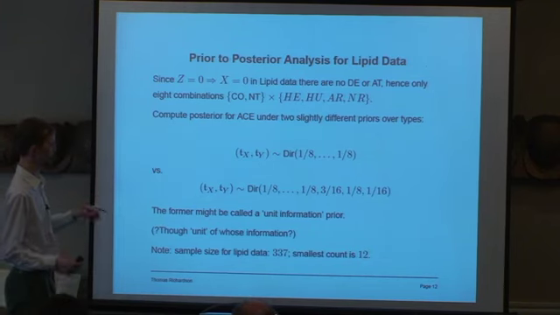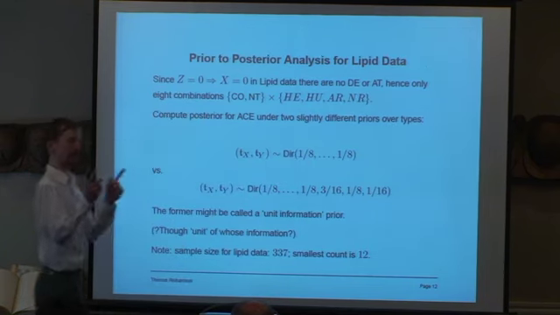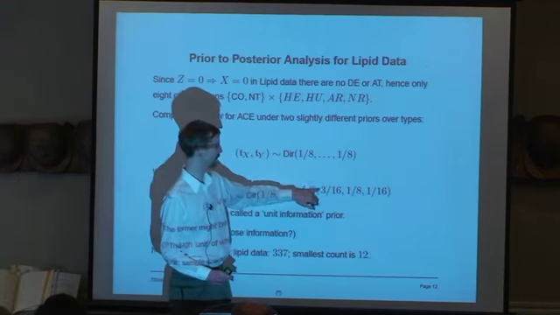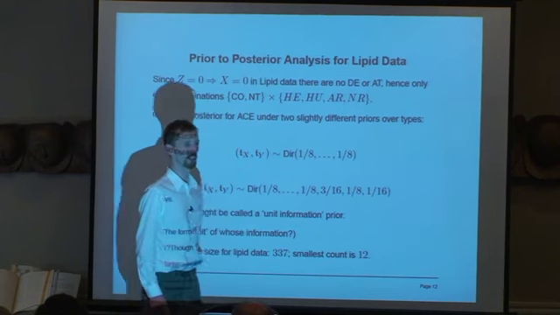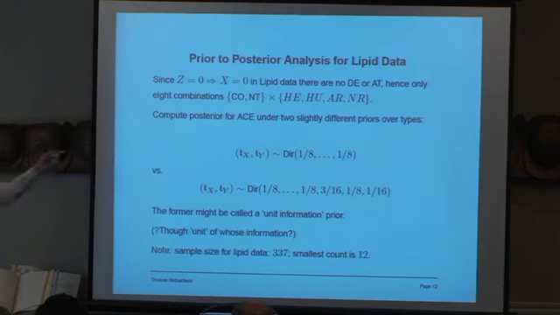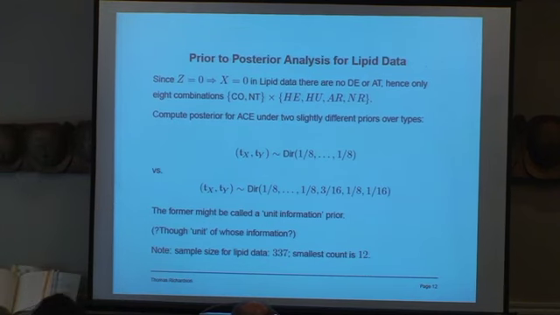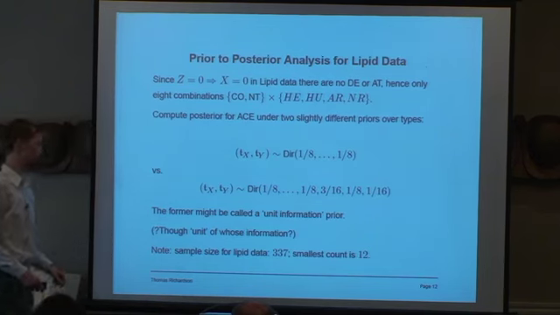So I'm going to consider two priors, one of which is just Dirichlet 1/8, 1/8, 1/8 on those 8 states. The other one is almost exactly the same, but I'm going to move 1/16 from the last state to the third from last state. Why have I got 1/8 each? Well, one of my colleagues who's a Bayesian said you should try a unit information prior. We can ask whose unit of information, but this was the proposal.